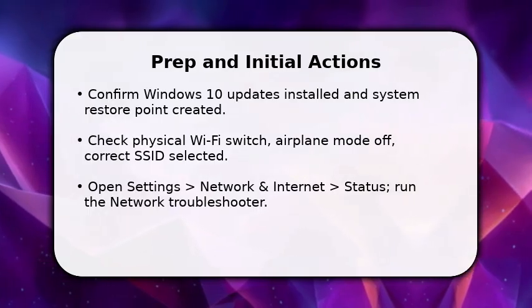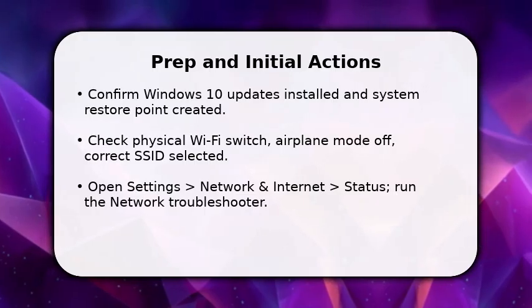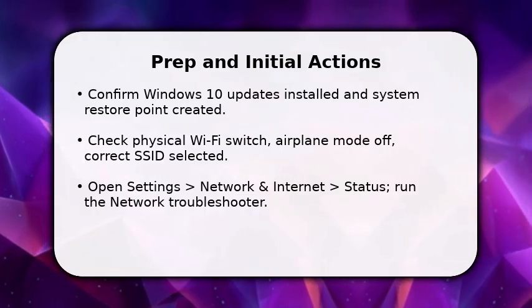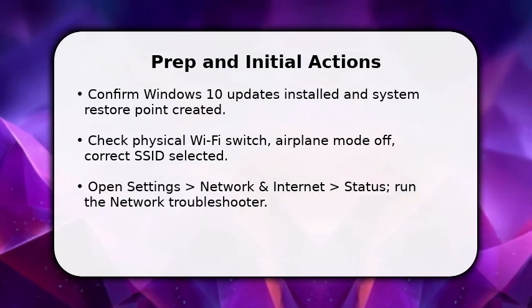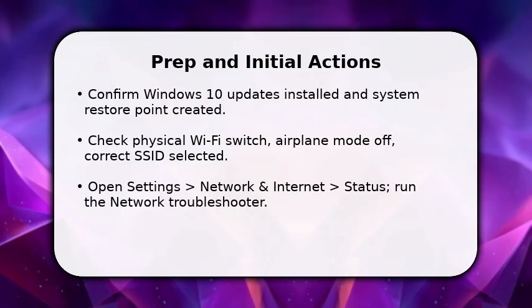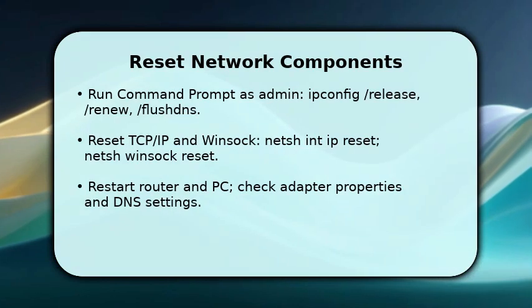Then open Settings, go to Network and Internet and click Status. Use the Network Troubleshooter now. It detects driver or adapter issues and applies fixes automatically, which saves time before manual tweaks. Once the troubleshooter finishes, you run targeted network resets to clear corrupted state.